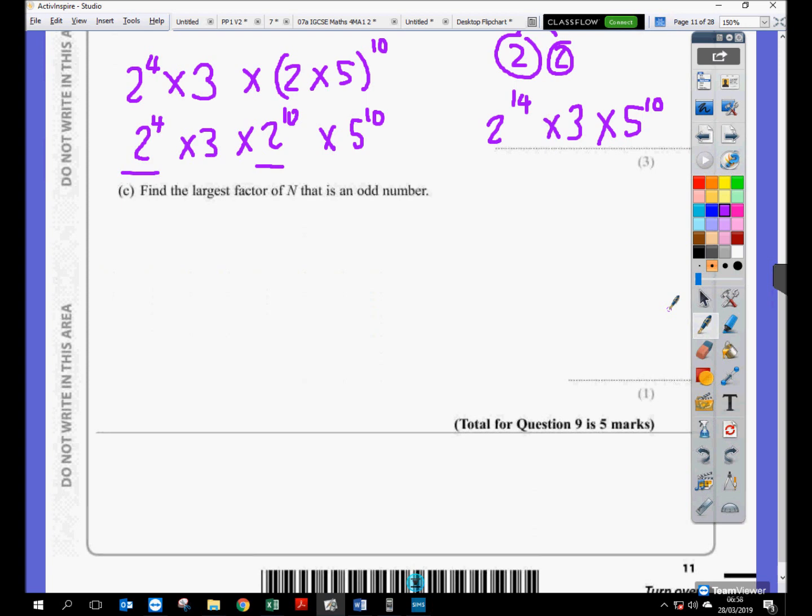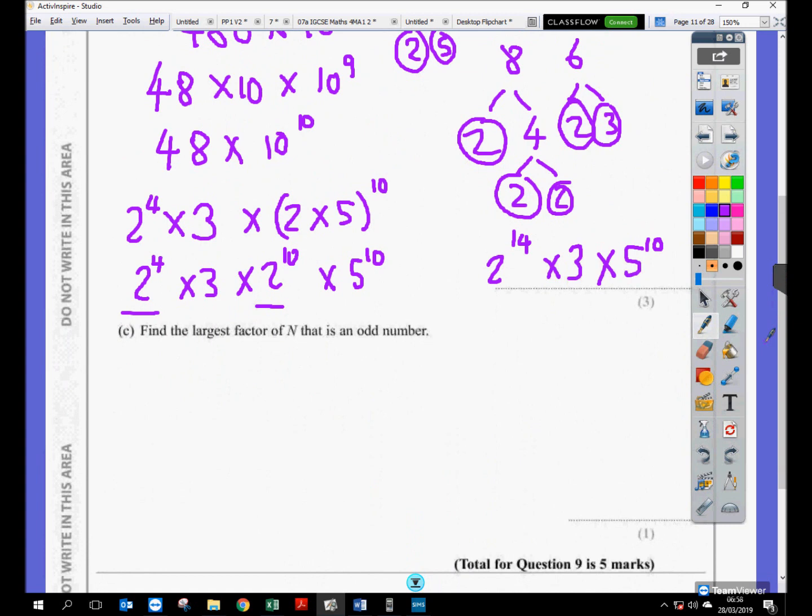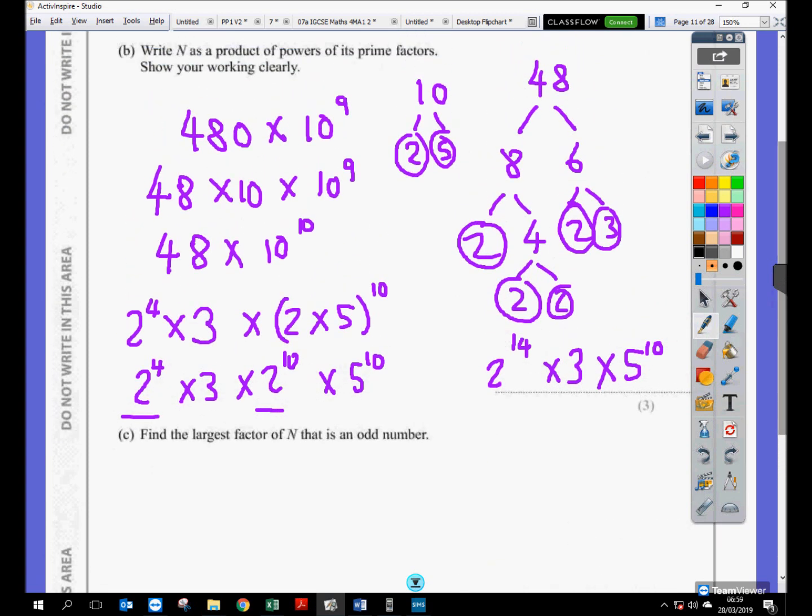Next question. Find the largest factor of n that is an odd number. You have to pay careful consideration to the answer to part B, because part B means that you have now written the number in prime factor form. What we're trying to do is find the largest factor that's an odd number. A factor is a number that divides into it. So all of these numbers divide into n.